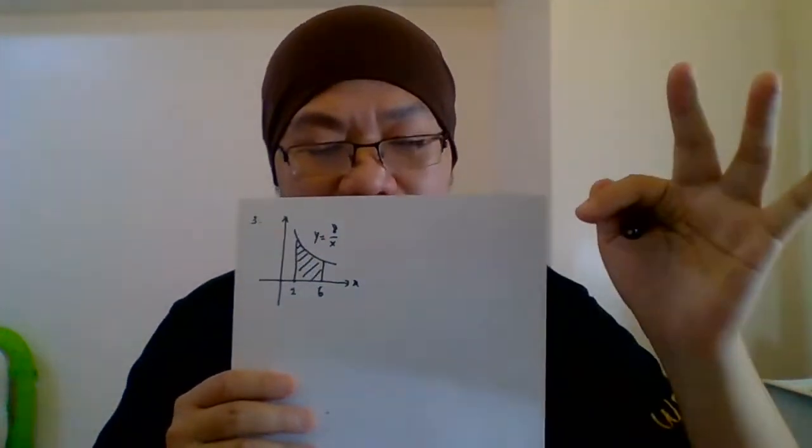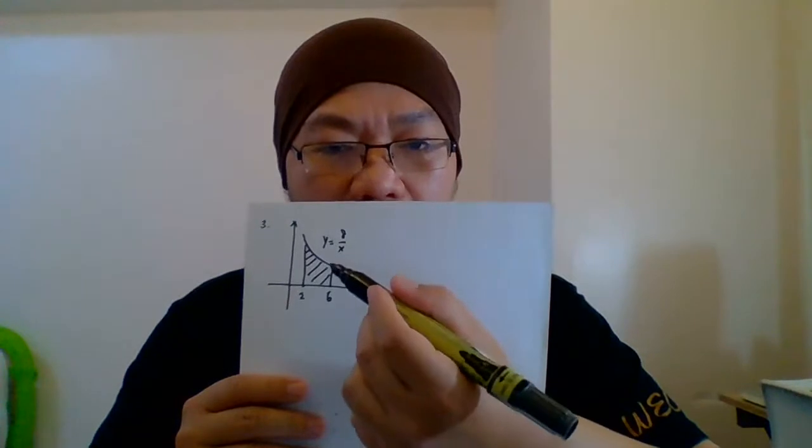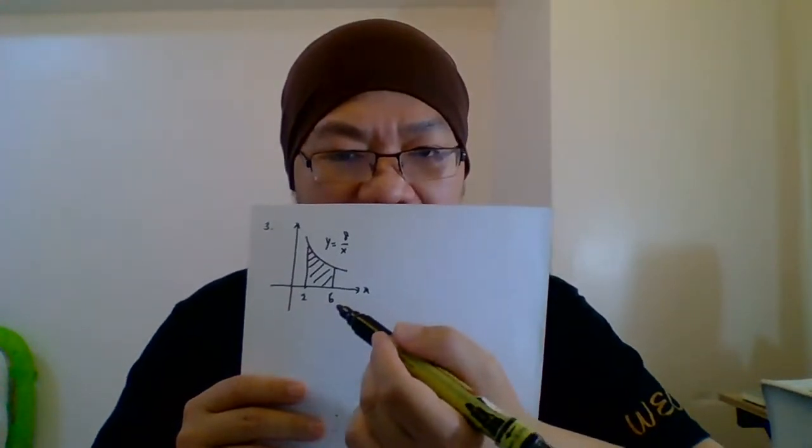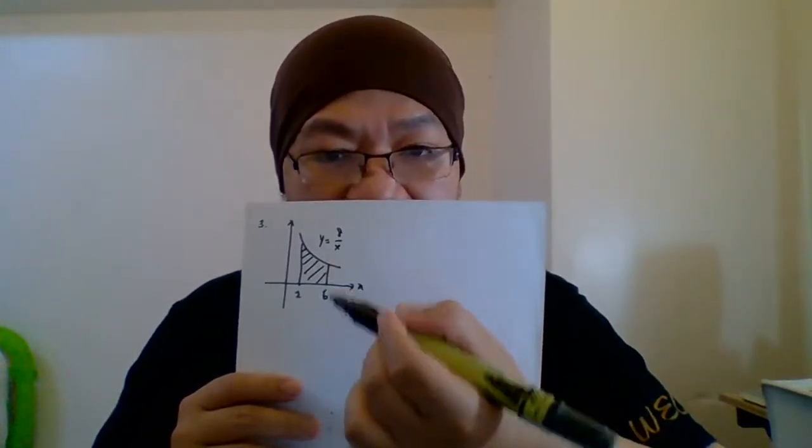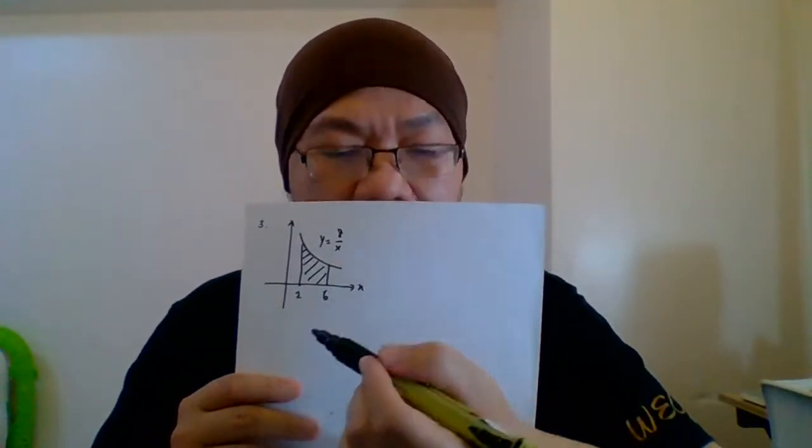This is the third question. Find the volume of the shaded with the given limits 2 to 6 and y equals to 8 over x. So, we are talking about rotate against x-axis. So we must use the formula of dx, against x, sorry. Volume equals to pi integral 2 to 6 y squared as your subject, dx. Dx here.